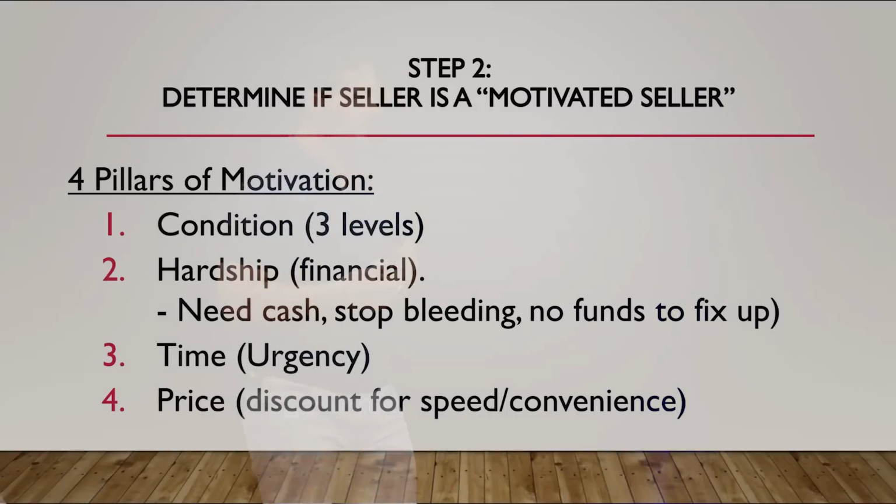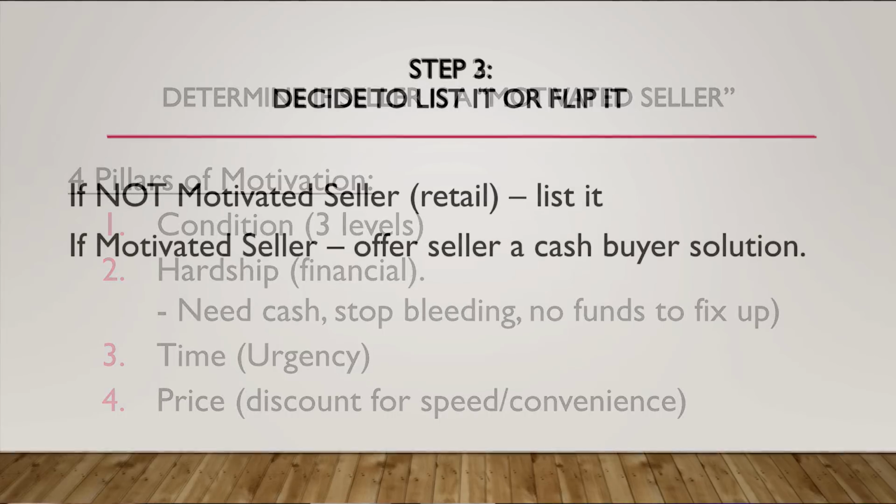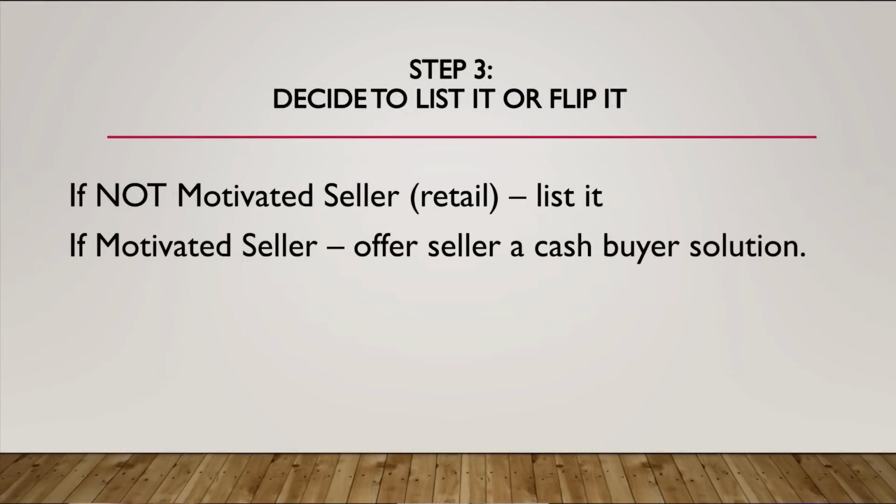Okay, so when we look at condition, we look at these different levels of motivation to determine whether that property might be an investor type of deal. The third step in this process is then to determine, well, I have a real estate license. I'm actually a deal engineer, not an agent, not an investor. I'm an opportunist. I like to say I'm not a wholesaler, I'm not an agent, I'm not a rehabber, I'm not a landlord, I'm an opportunist.